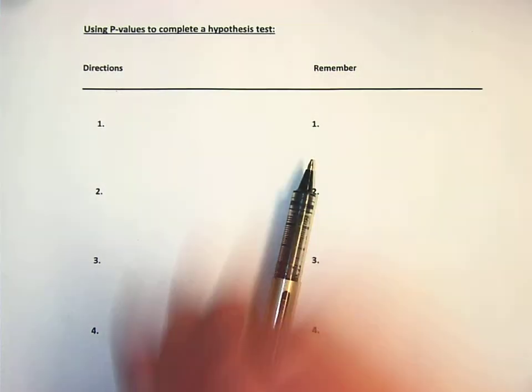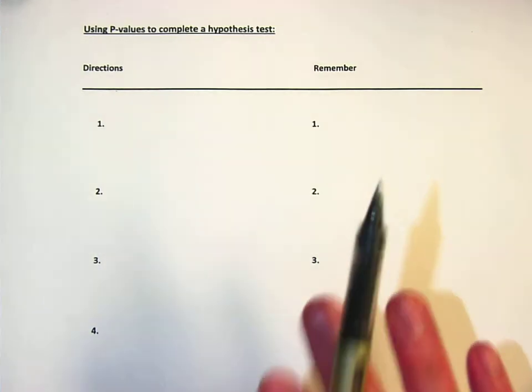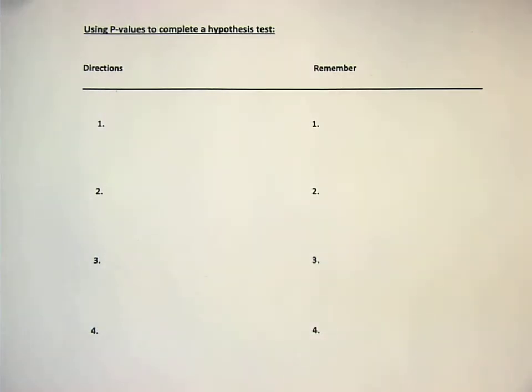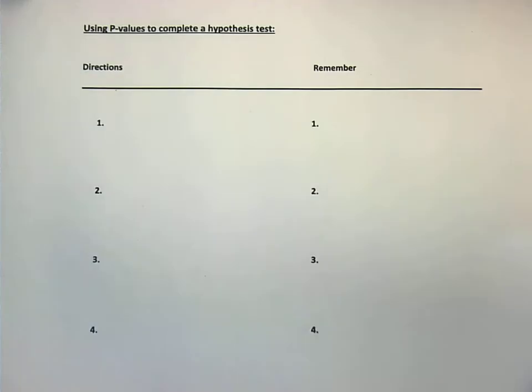Okay, so today we're talking about using p-values to complete a hypothesis test. We talked about rejection regions last time, and this is another way to do the exact same kind of test. Both methods are on the AP test, so it's important that we talk about both. You're going to find that a lot of this is very similar to last time, and we're going to do pretty much the exact same process as last time, as in we're writing directions and a remember sheet because we really like these. We're going to do example 3 together, and example 4 is going to be what you get to do alone.